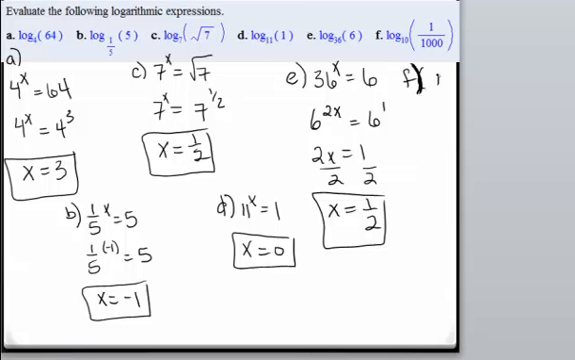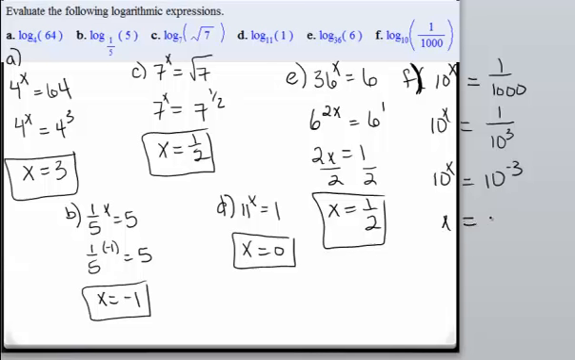I put that the wrong way. 10 to the something equals 1 over 1,000. So 10 to the x is equal to 1 over 10 cubed, because 10 cubed is 1,000. 10 to the x is equal to 10 to the -3, which means x must be equal to -3.